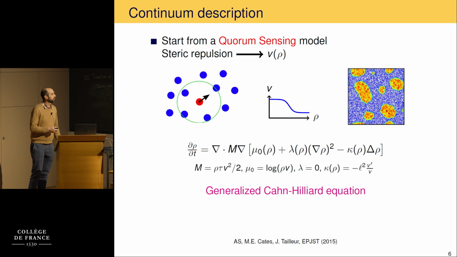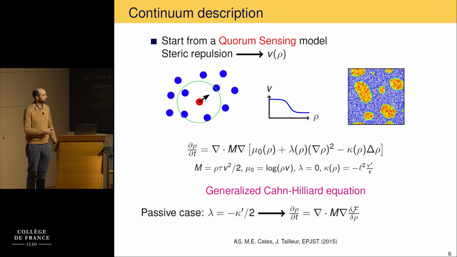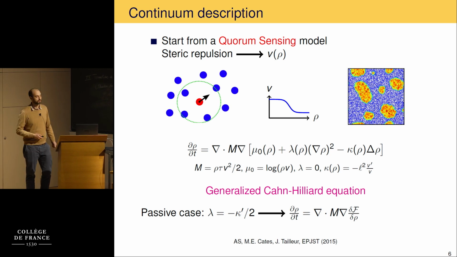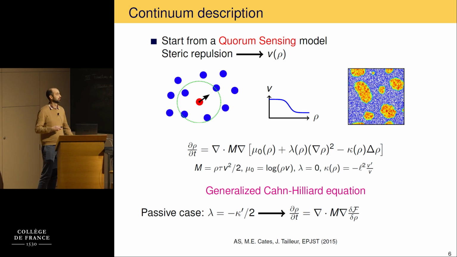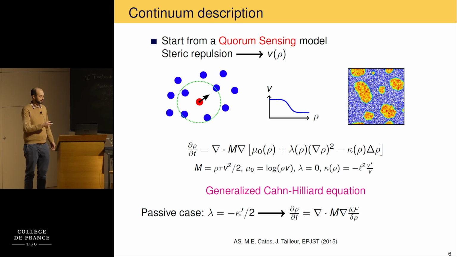So we have called this a generalized Cahn-Hilliard equation, and it's actually very similar to the passive Cahn-Hilliard equation because it has the same terms, it's just that the coefficients in front of the interfacial terms are more general. Actually, the passive Cahn-Hilliard equation corresponds to lambda equals minus kappa prime over 2, because it's the special case when the dynamics can be written as the gradient of the derivative of a free energy function. But in the general active case, you cannot write it like that.